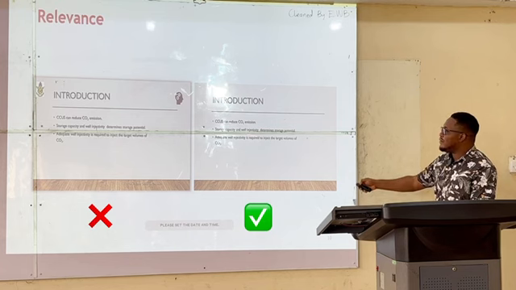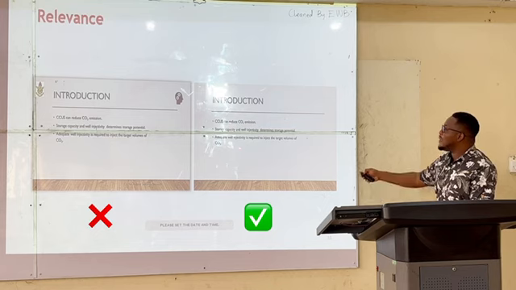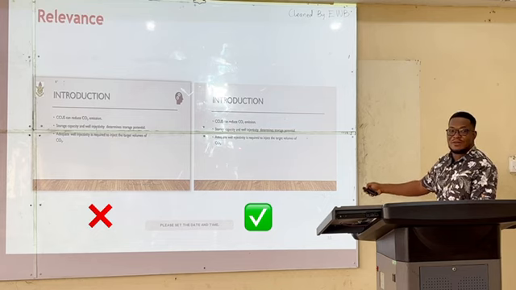Because whatever you put here, the drawing of a human being's head, and then this logo over here have no relation to whatever you're presenting. So you want to keep your template as relevant as possible. Don't put things there that are not relatable.